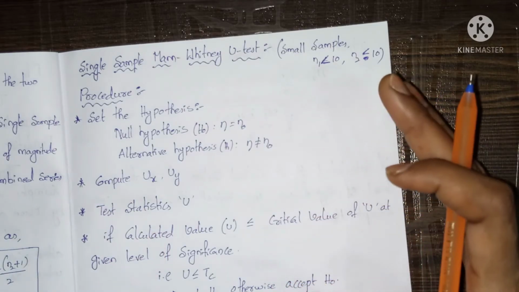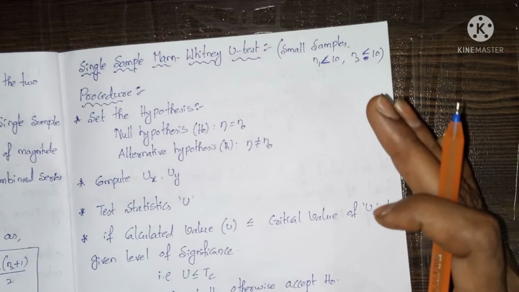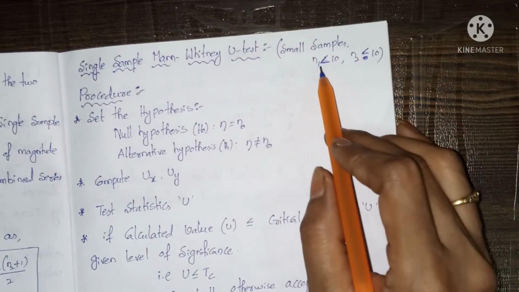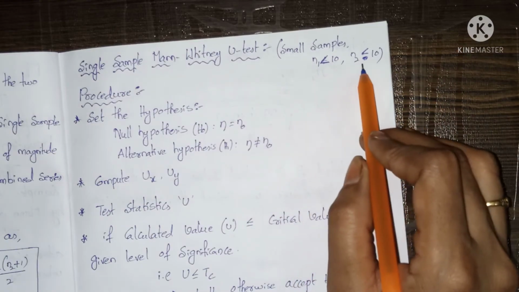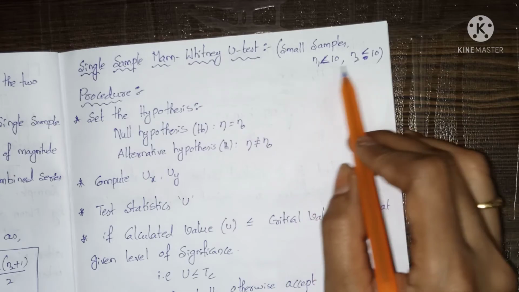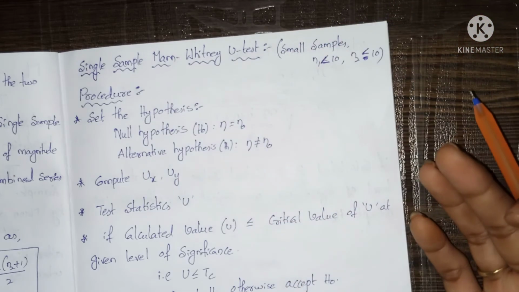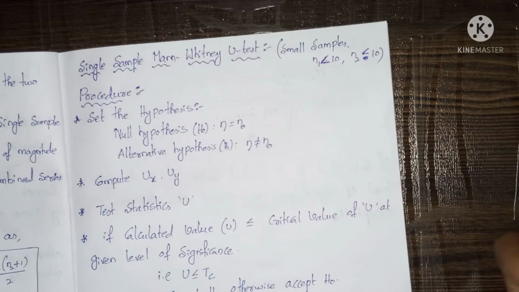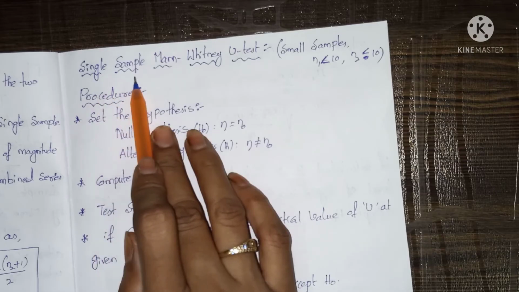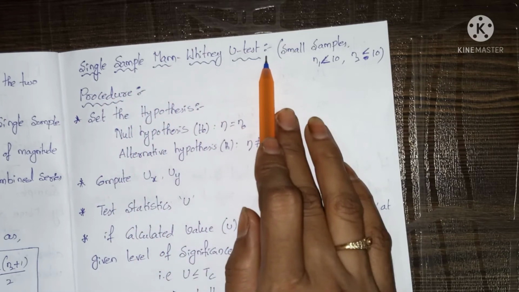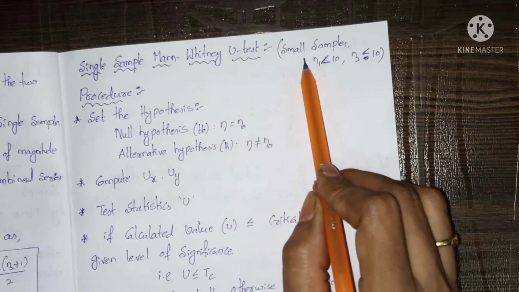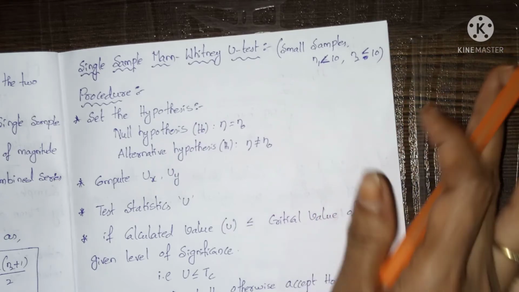whether the given observations belong to a small sample or a large sample. Small sample in the sense what? n1 less than 10, n2 also less than 10. If both are less than 10, it comes under small sample. Otherwise, it belongs to large sample. Large sample, you all know, follows normal distribution. So the procedure for the small sample Mann-Whitney U-test is here, where the n1 and n2 values should be less than 10.